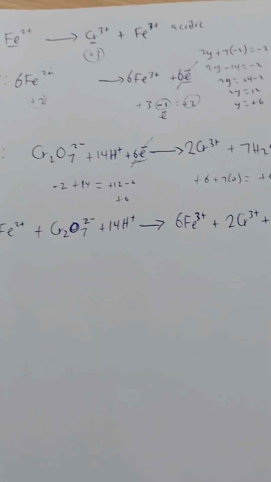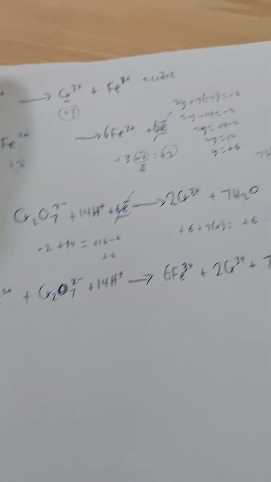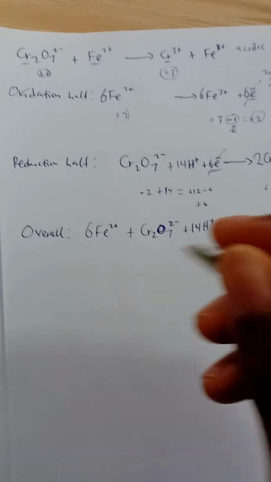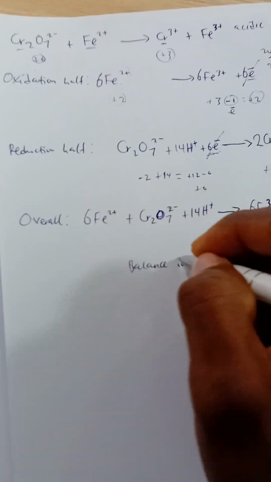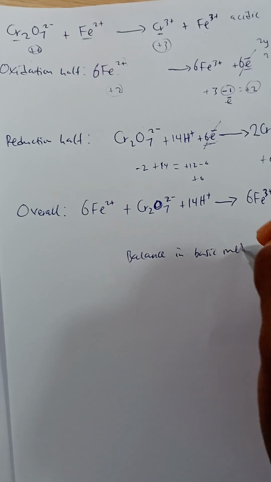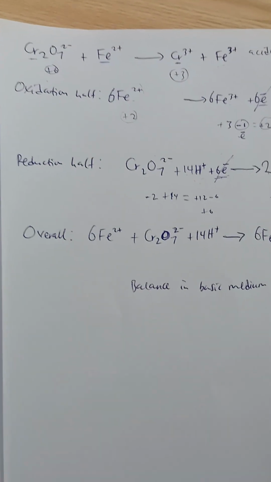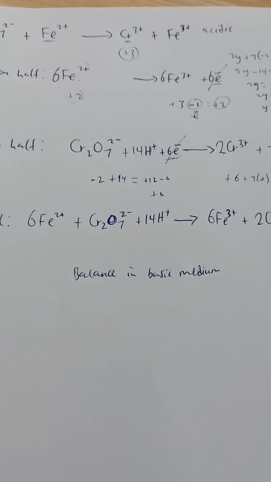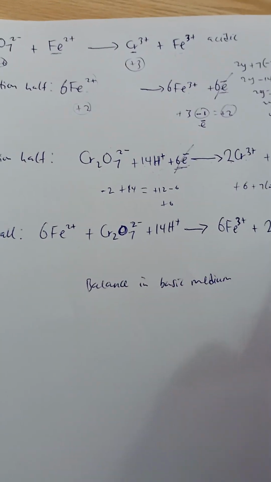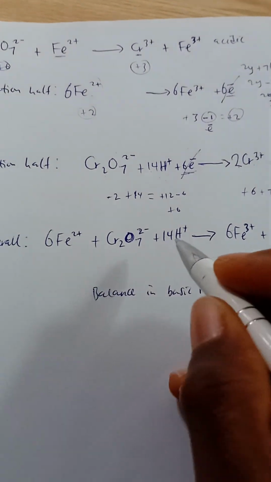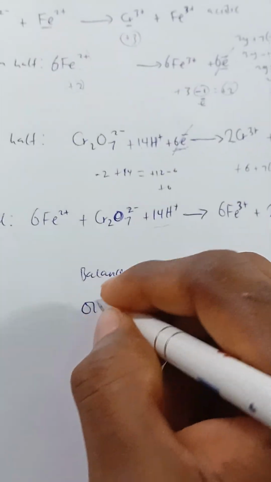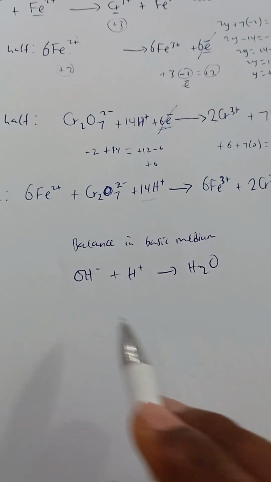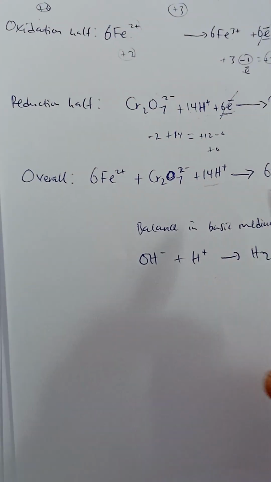But what if you are asked to balance in basic medium? If you are asked to balance in basic medium, you do the same thing, okay? You do the same thing. You basically do the same thing. But when you are done, you are going to add OH minus to both sides of the equation. The OH minus we are adding, you check the H plus, you know that OH minus plus H plus is going to give us water, isn't it? Neutralization reaction. So now we are going to add OH minus to both sides.